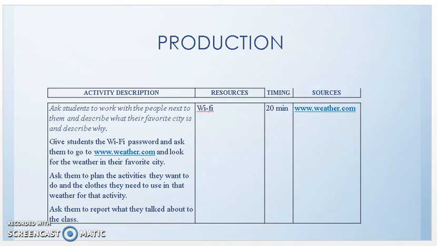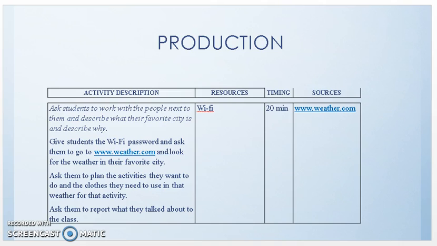The next stage is production, and I'm going to ask students to work with the people next to them and describe what their favorite city is and why. I'm going to give students the password to the Wi-Fi, and I'm going to ask them to go to weather.com and look for the weather in their favorite city. They're going to do this with their cell phones, or if we have access to computers, but most likely it's going to be with their cell phones.